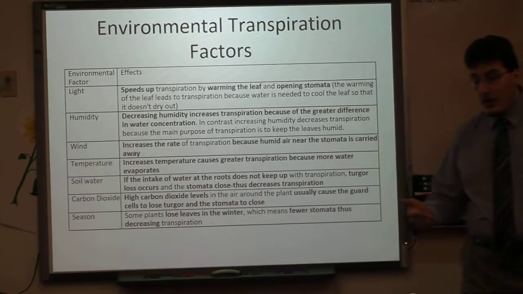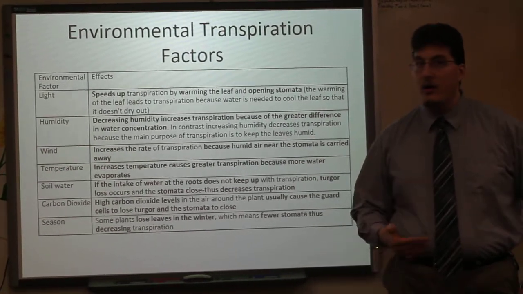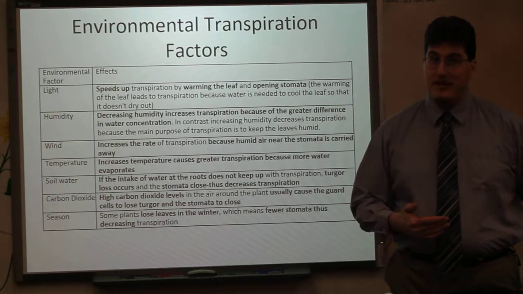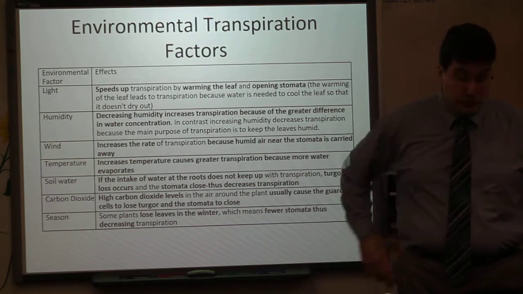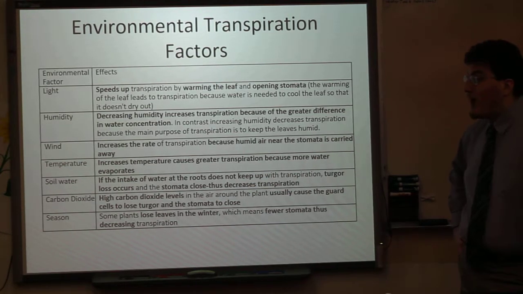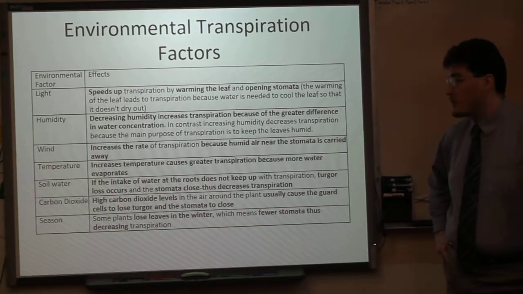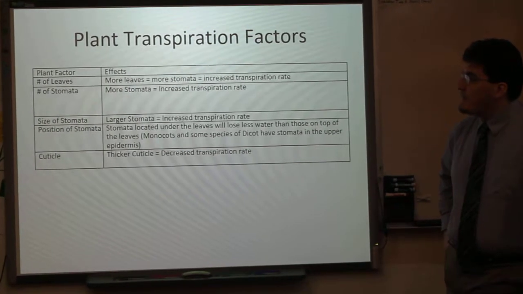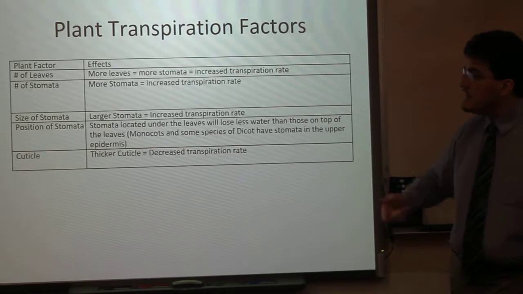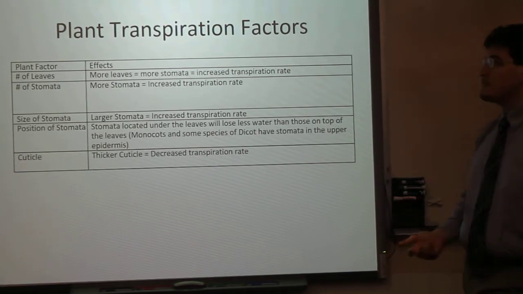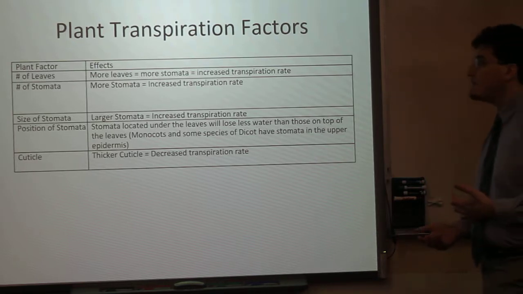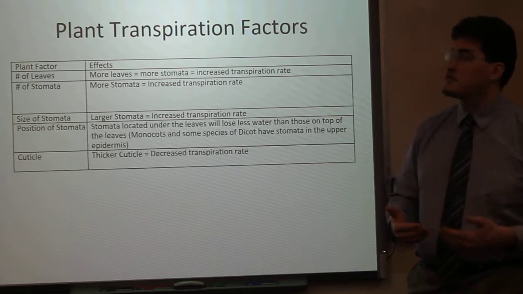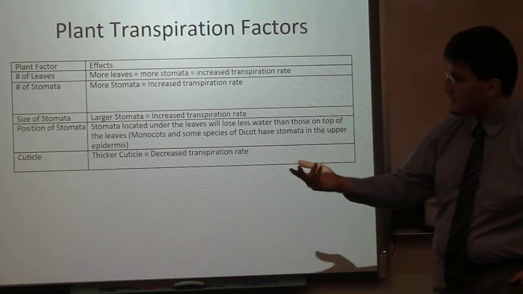Now, season. Although these videos are going to be filmed in Florida, so we don't really have this problem, leaves will often be lost in the wintertime. So some plants will lose their leaves in the winter, which means fewer stomata, and thus a decrease in the rate of transpiration overall. Now, these are plant factors that will affect the rate of transpiration. If you have more leaves, you'll have more stomata, and thus an increased rate of transpiration. Your number of stomata will increase the rate of transpiration. If your stomata increase in size, the diameter of the stomata overall, that will increase your rate of transpiration.